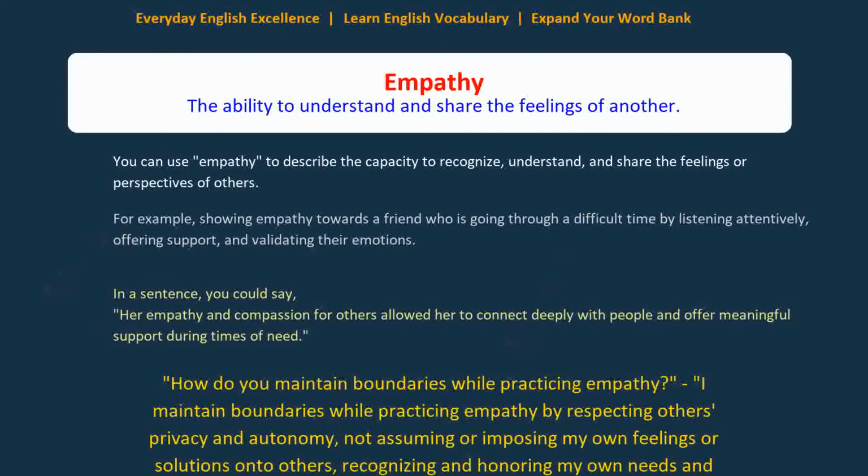How do you maintain boundaries while practicing empathy? I maintain boundaries while practicing empathy by respecting others' privacy and autonomy, not assuming or imposing my own feelings or solutions onto others, recognizing and honoring my own needs and limitations, and setting clear and healthy boundaries that prioritize self-care, emotional well-being, and mutual respect in relationships, while still offering empathetic support and understanding to others.